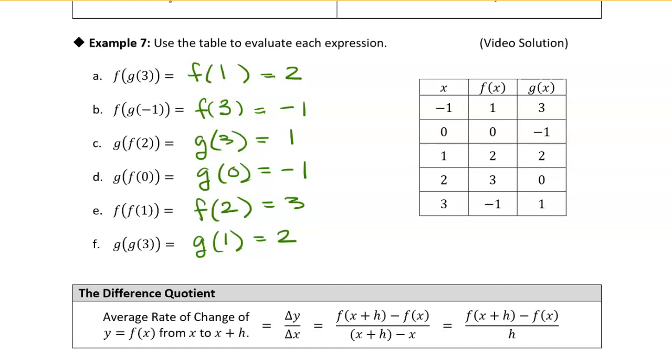All right, easy peasy, right? So you just have to take it step by step, work slowly and carefully, and you'll get it.